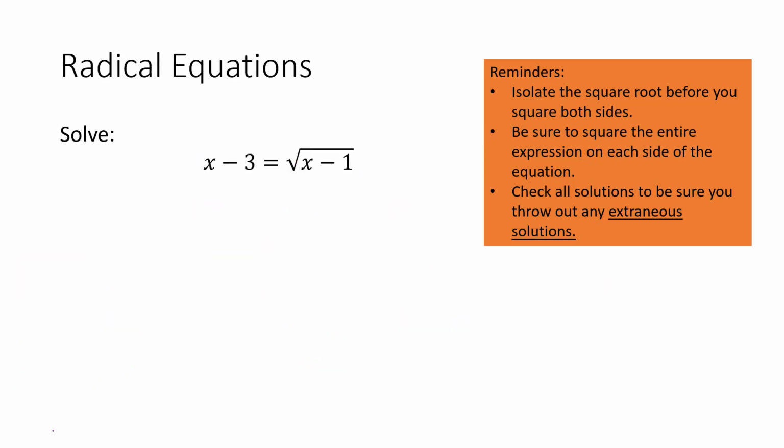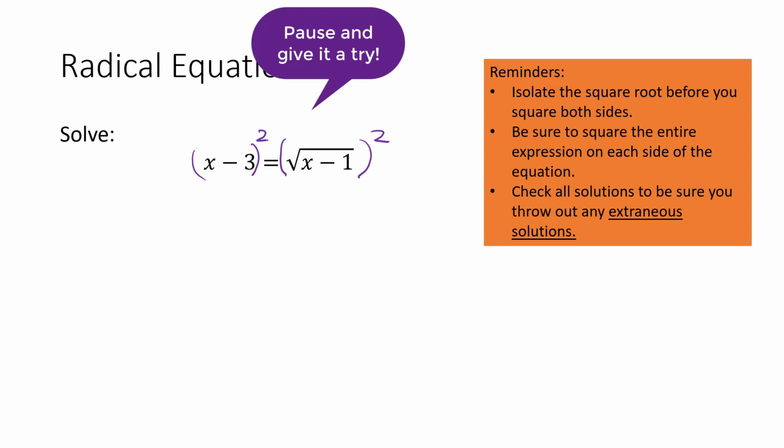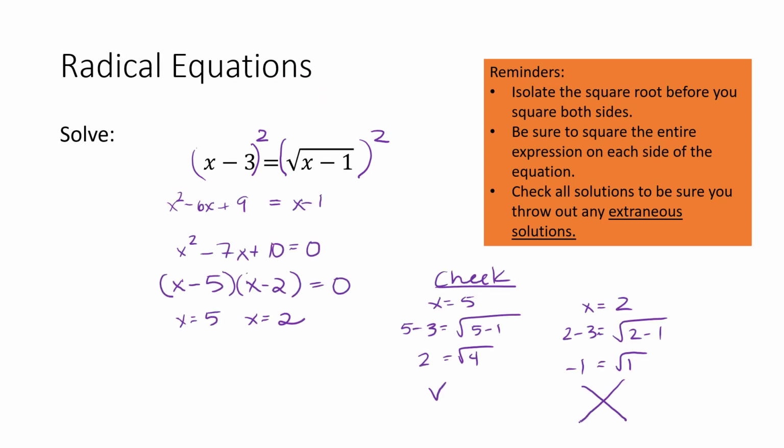Okay, let's try another one. Again, we have the square root isolated, so all we have to do is square. Pause the video, try it from here, and then check your answers. You can see that I got my two solutions, x equals 5 and x equals 2. I checked them in the original equation, and I can see that x equals 5 works fine, and x equals 2 does not work. Don't forget, with these equations, you've got to be really careful. Go back and cross this one off. Do not report that as one of your solutions. You only have one solution.